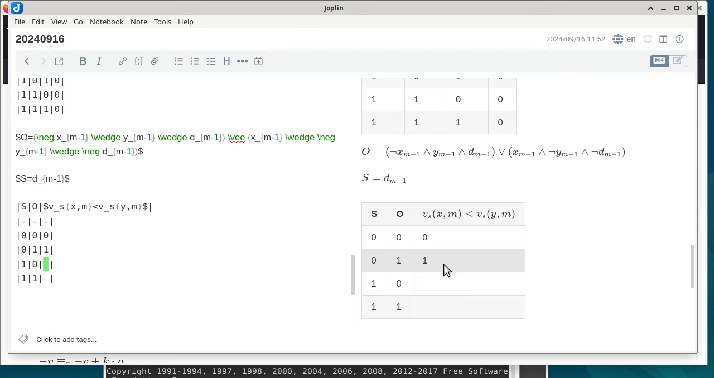And on the third row, the scenario is we know there is no overflow, which means the sign bit of the difference is correct. It correctly reflects the sign of the actual difference. The actual difference has a sign bit of 1, which means the difference is less than 0, which means X minus Y is less than 0. So does that mean X is less than Y?